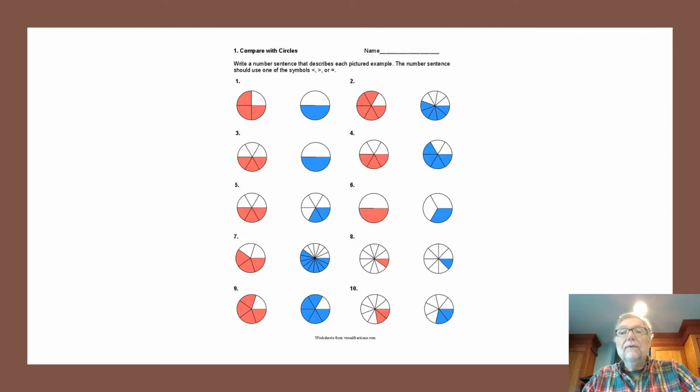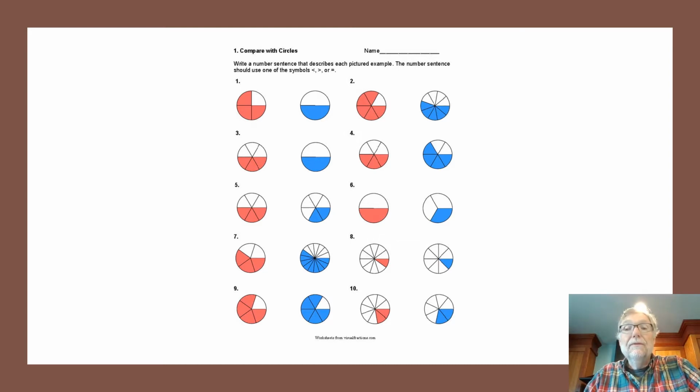So for Tuesday's worksheets, you have two of them. I'm going to go ahead and give examples on how to do them. So the direction for this one is write a number sentence that describes each picture example. The number sentence should use one of the symbols. That would be less than, greater than, or equal to. So let's take a look at the first example here.